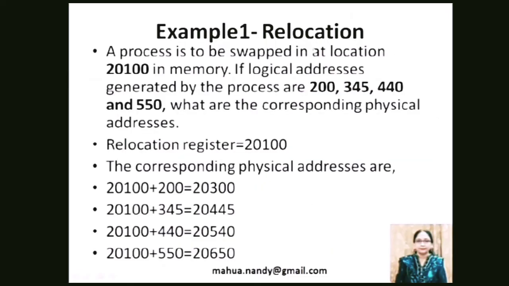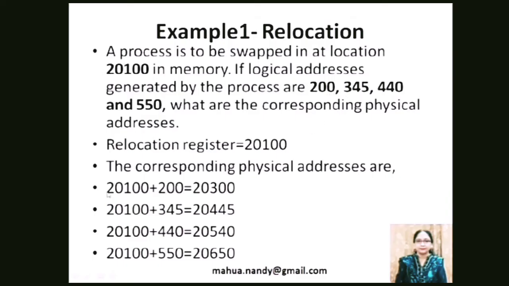We are considering one example regarding relocation. A process is to be swapped in at location 20100 in memory. If logical addresses generated by the process are 200, 345, 440 and 550, what are the corresponding physical addresses? So we are getting the content of the base or relocation register as 20100 and the logical addresses generated are these. So we have to sum up the content of the base register with the logical addresses.